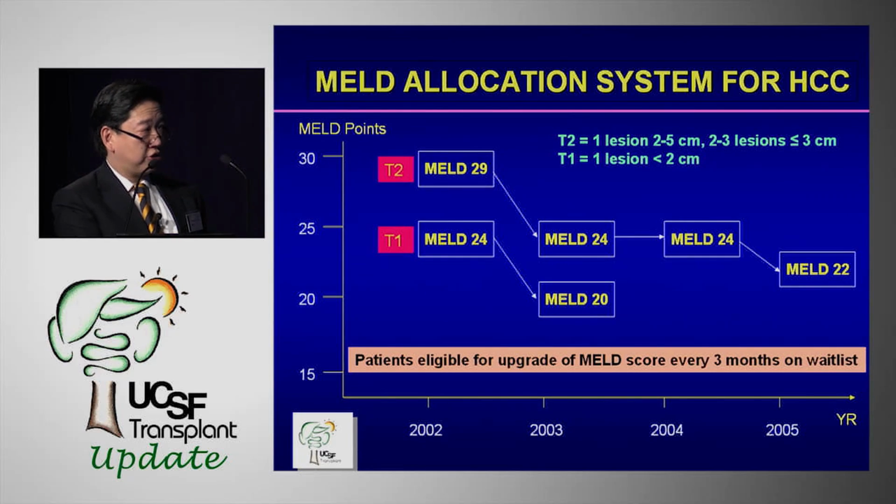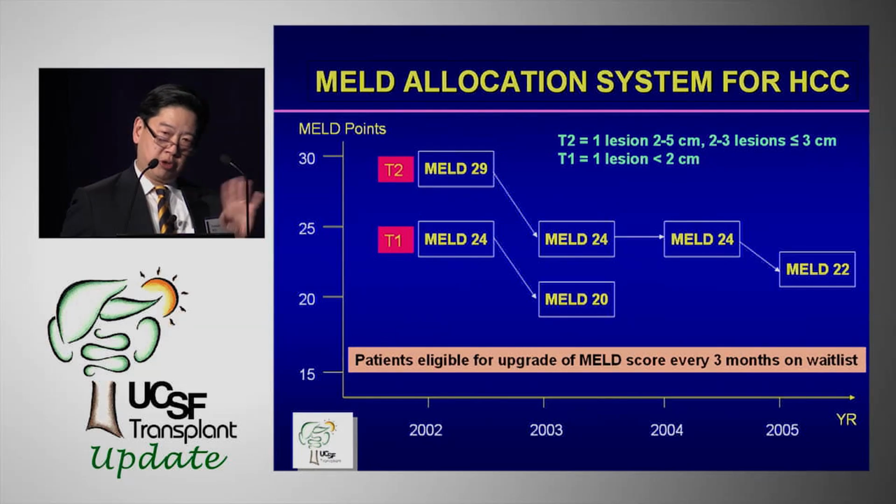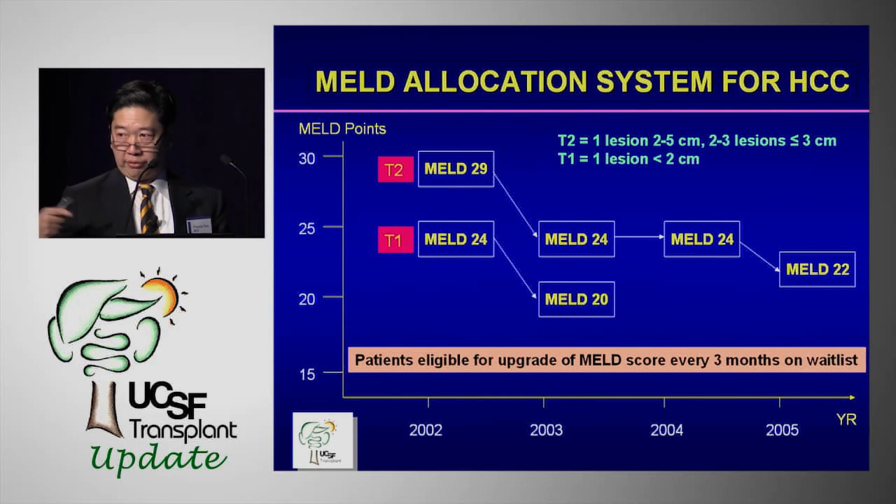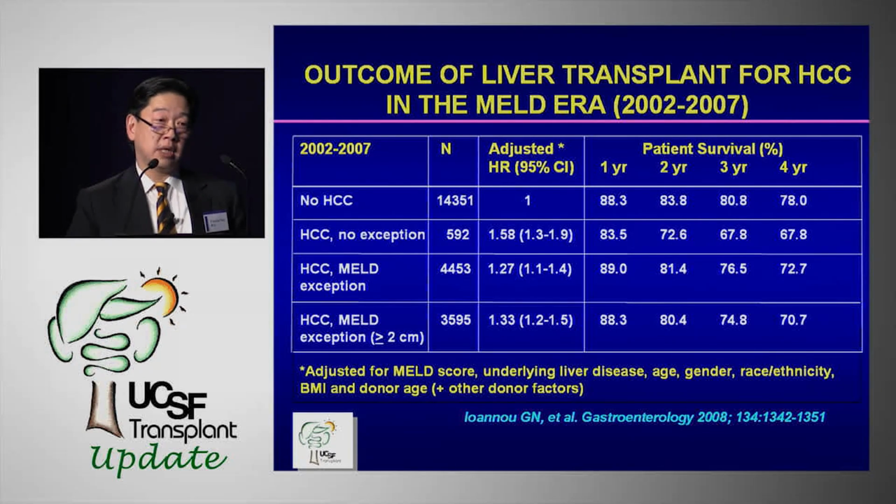So currently, patients who get MELD exception for transplant for HCC get upgrades every 3 months while they are on the waiting list. As Dr. Hiroshi already alluded to, in our region, for blood type O and A, the average waiting time is now in the 12 to 15 month range. So they need to go through 3, 4, or 5 cycles of upgrade before they get to the top of the waiting list. So now we have the MELD system for HCC.